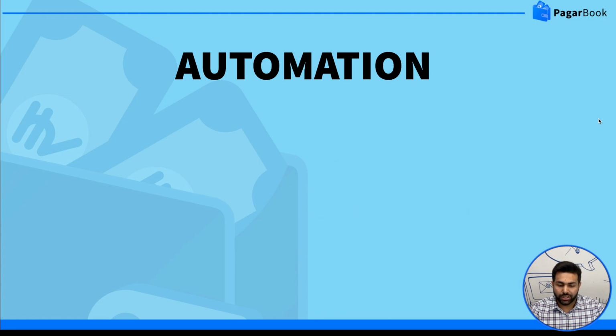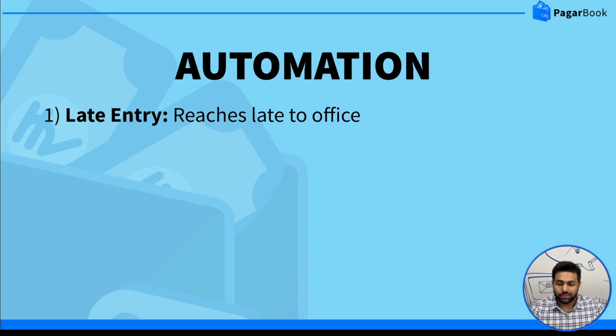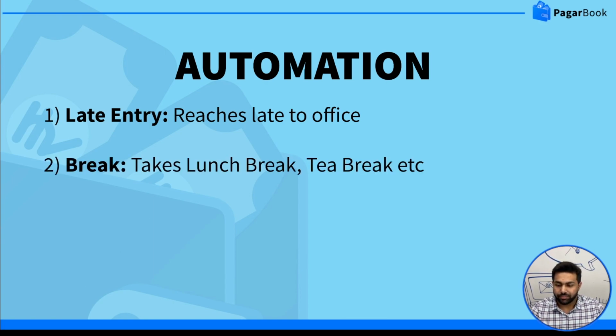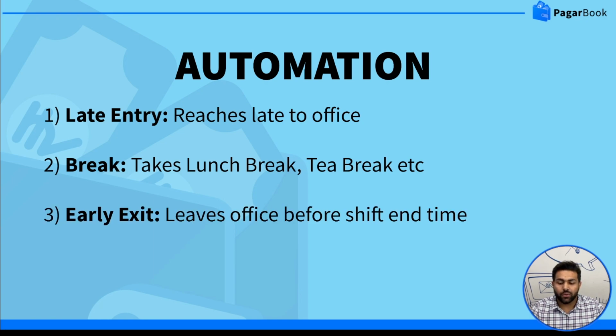So after understanding shifts, we are ready to understand automation. Before that, we will understand what kinds of automation we are solving. First is late entry. Whenever a staff reaches the office late, we call it late entry. Then we have breaks, that is a staff taking lunch break, tea break, etc. We have early exit, that is staff leaves the office before shift end time.